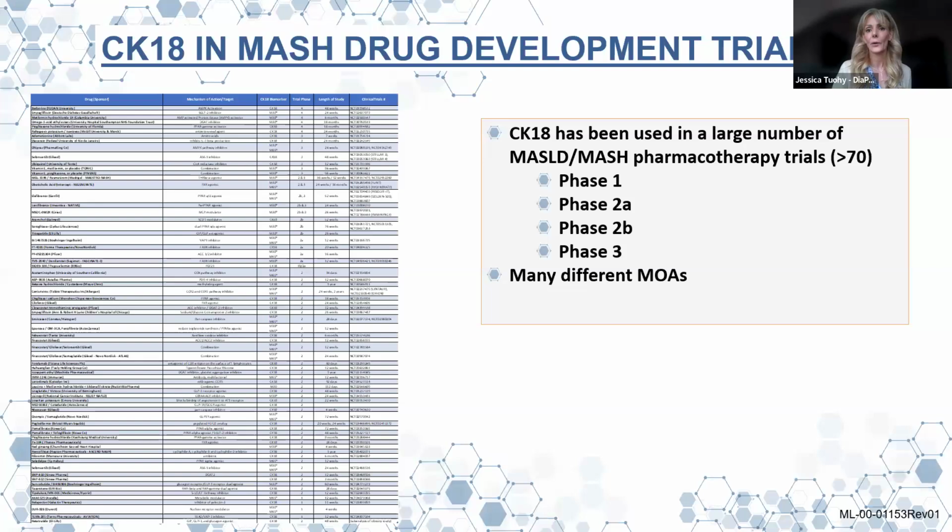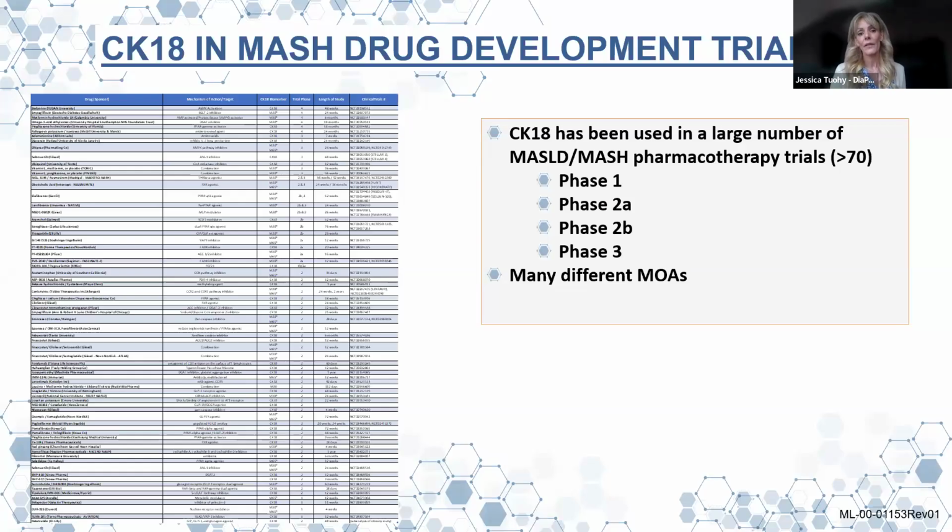All right, so let's dive into some of the MASH clinical trials that have used CK18 as a biomarker. On the left, you'll see a list of all the drug treatment trials that have included one or both of the CK18 biomarkers, so either M30 and/or M65. I realize that this is obviously way too small to read. If you'd like a readable version of this table, just reach out afterwards and I'll be happy to send that to you if that's of interest.